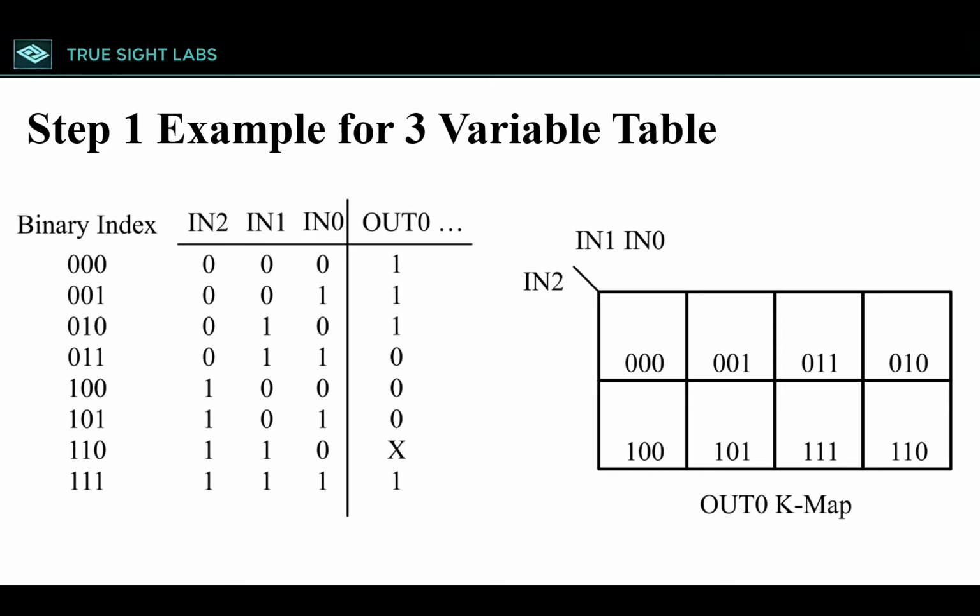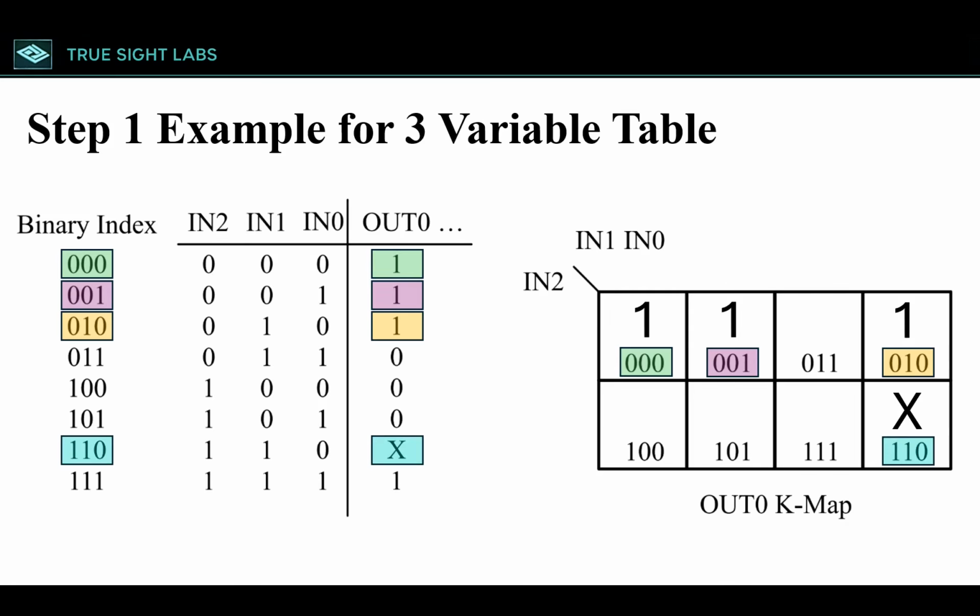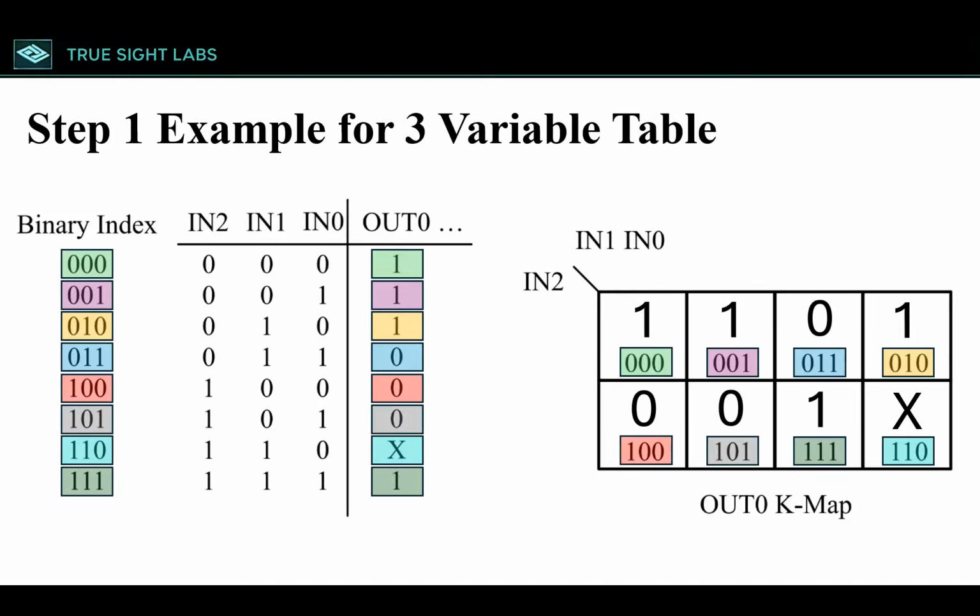Now let's apply step 1 to another real table, this time for a 3-variable table. Index 000 maps here, so we write a 1. Index 001 maps here, so we write a 1. Index 010 maps here, so we write a 1. Index 110 maps here, so we write an X. Index 111 maps here, so we write a 1. All remaining indices have an output of 0, so the rest of the K-map entries are 0.